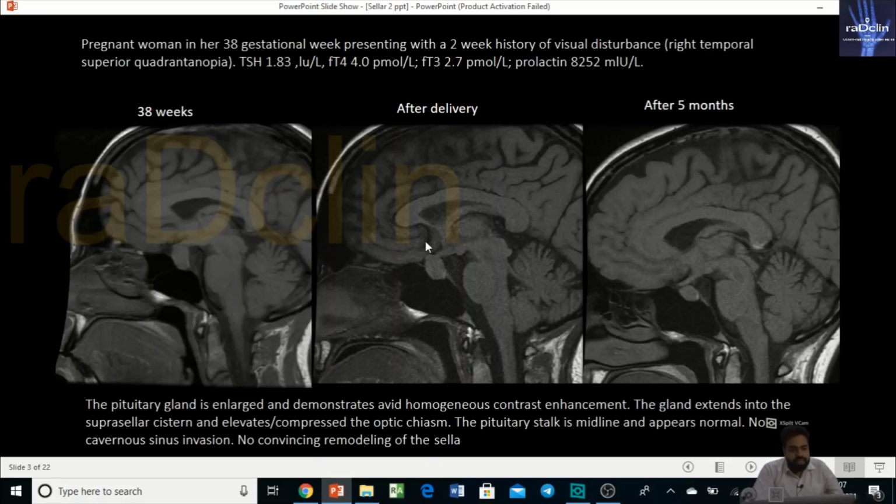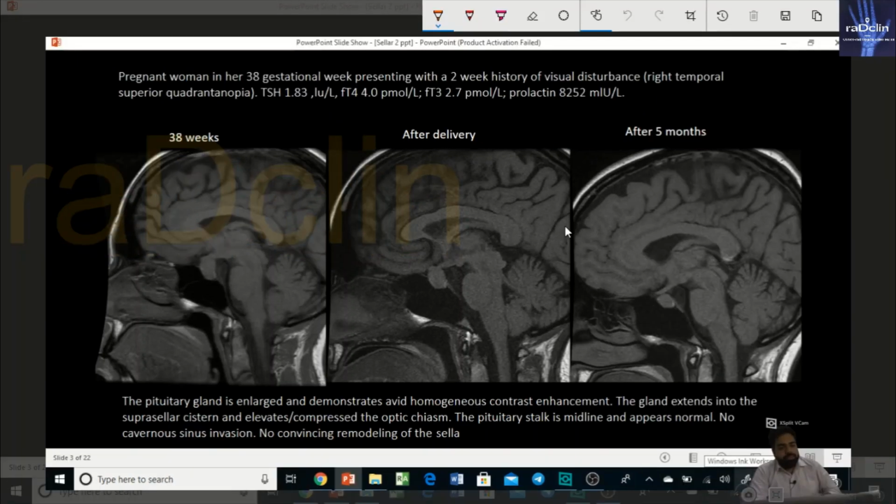Now, here we can see a pregnant woman at 38 gestational weeks. She presented with a 2-week history of visual disturbance involving a right superior temporal quadrantanopia. The TSH was 1.83, and prolactin was highly raised. At 38 weeks, you can see on this sagittal T1 that the pituitary gland is enlarged and demonstrates avid homogeneous contrast enhancement. The gland extended to the suprasellar cistern and elevated and compressed the optic chiasm. That's why she was having visual complaints. The pituitary stalk was nearly in midline and appeared normal.